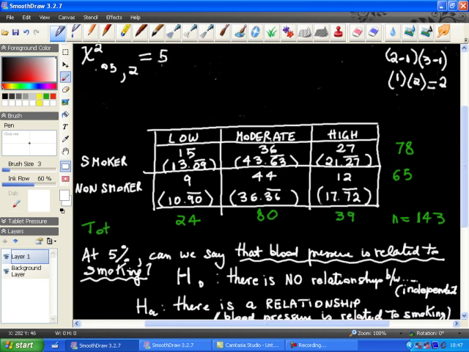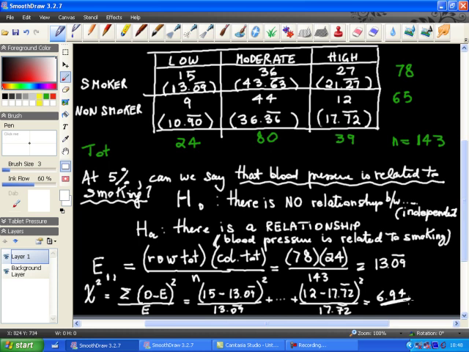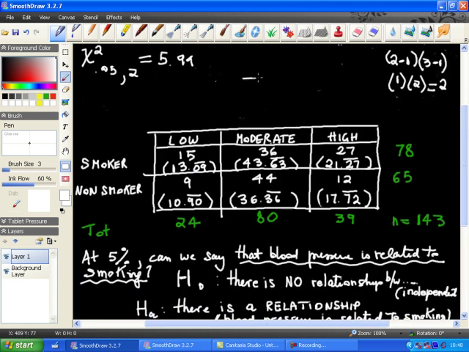The critical value is 5.99. So this test is always right-tailed. We are comparing the calculated value, which was 6.94, with 5.99. If we put it on a little graph, this is the rejection region and 5.99 is the critical value. We have got 6.94, and it falls inside the rejection region.